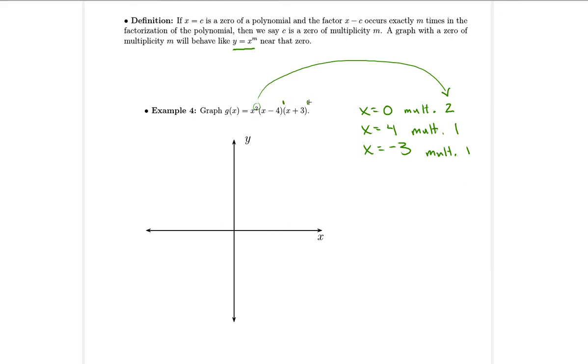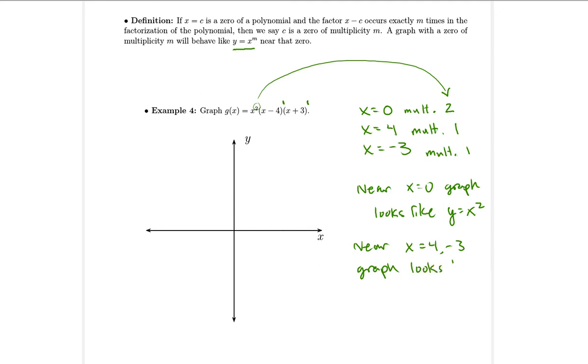Okay, so what that means is that near x equals 0, the graph looks like y equals x squared. And then near x equals 4 and -3, the graph looks like y equals x. Okay, so what does this mean, looks like?